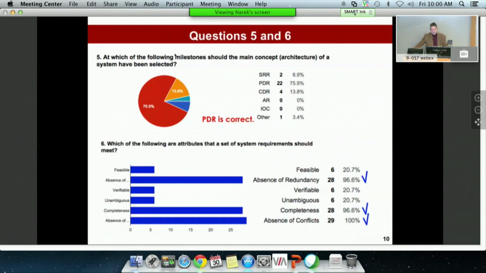Question 5: at which of the following milestones should the main concept or architecture of the system be selected? Here we had a little bit of a spread of answers. The correct answer should be PDR, preliminary design review. That's when the concept, the architecture, the high-level decomposition of the system, and the assignment of functions to those chunks at level 1 or level 2 should be defined. SRR is too early. At the SRR, System Requirements Review, all you're trying to do is agree on what the requirements are, what the system should achieve, but not necessarily how that will be achieved. And at CDR, I would say it's too late. The CDR is where you lay out all the details of how the system will be built, operated, the software. So the high-level design, the concept, the architecture, should have been decided and agreed upon way before the CDR. It's the PDR where that happens.